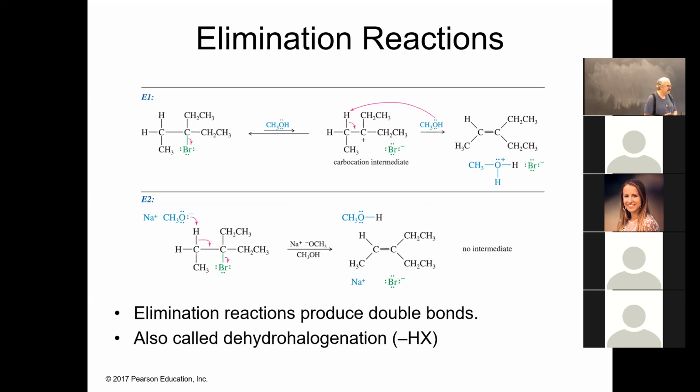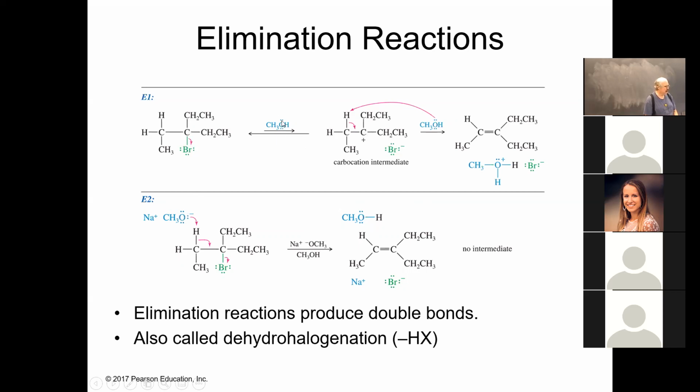and it starts out just like an SN1. The first step in an SN1 is ionization, also called heterolysis. Both these electrons go to the bromine. That leaves a plus charge on the carbon.